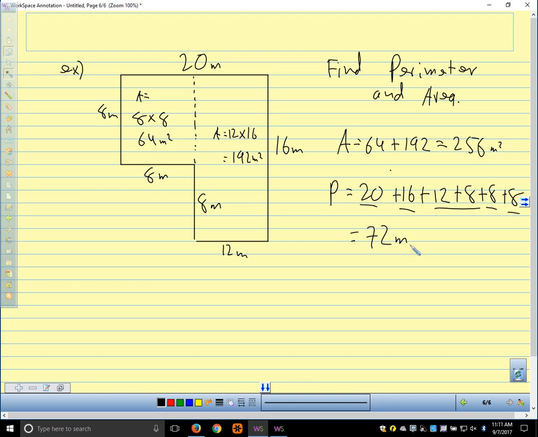All right, so sometimes you have to divide your shapes up into smaller shapes to get shapes that you can work with nicely. Okay, we all good? All right.